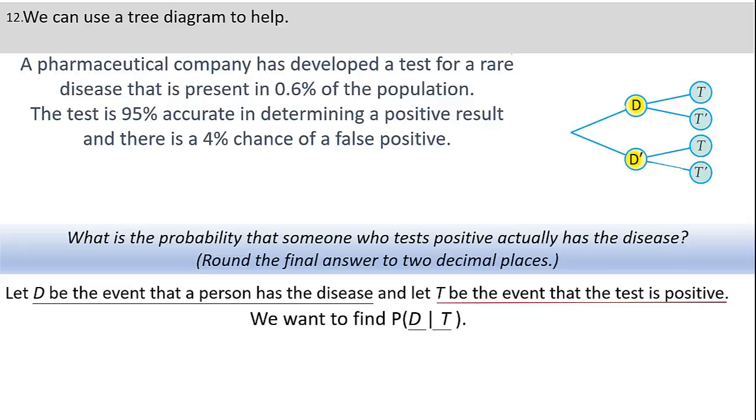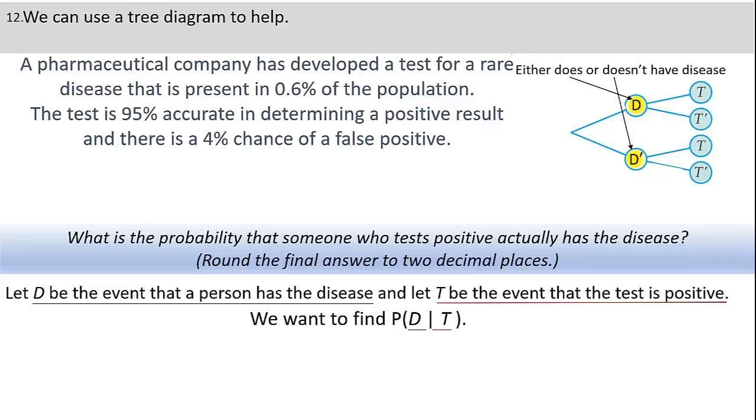Given the person has a disease, they can still either test positive or not positive. So that T complement means the person didn't test positive. And then if the person doesn't have the disease, that person could still test positive or not. So that's your tree diagram. It goes D, D complement. If you go down the D branch, it could be T, T complement. If you go down the D complement branch, it could still be T or T complement.